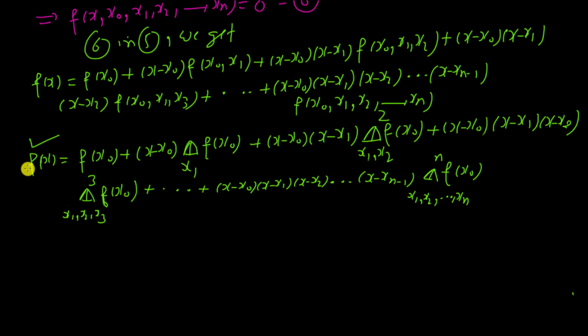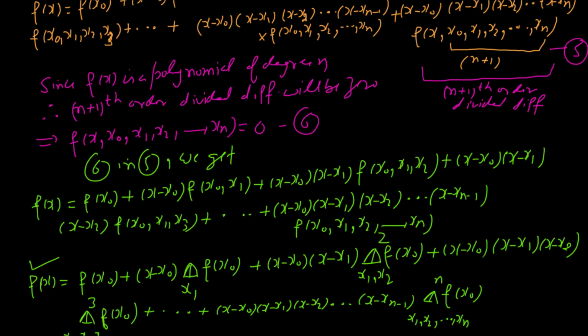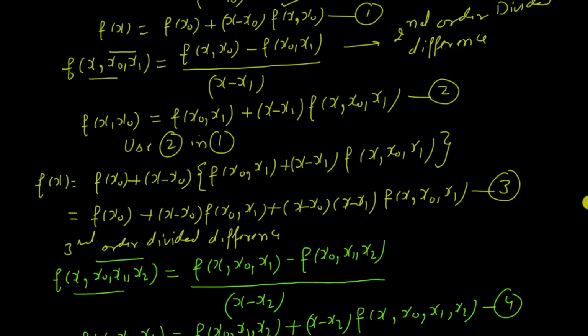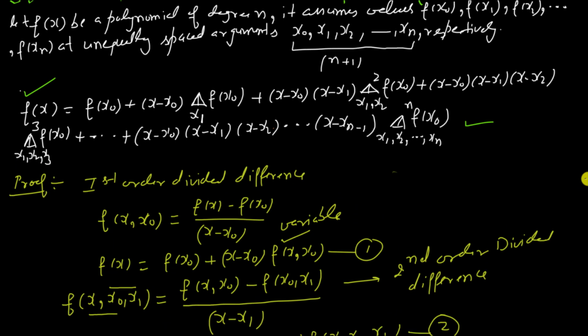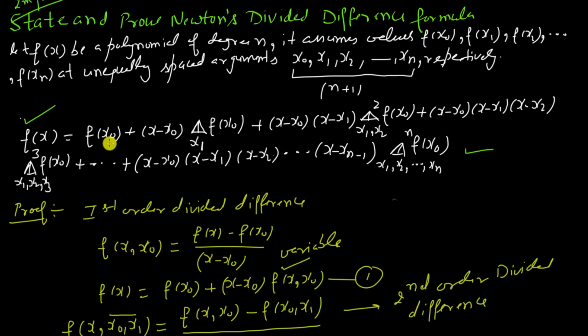So this is Newton's divided difference formula, used to interpolate the value of the function f(x) when the value of the function is given at n plus 1 points, at arguments which are unequally spaced. So this is what we were required to prove. Okay, this was what we required to prove, and this question is very important from the examination point of view. You must go through this question very carefully.